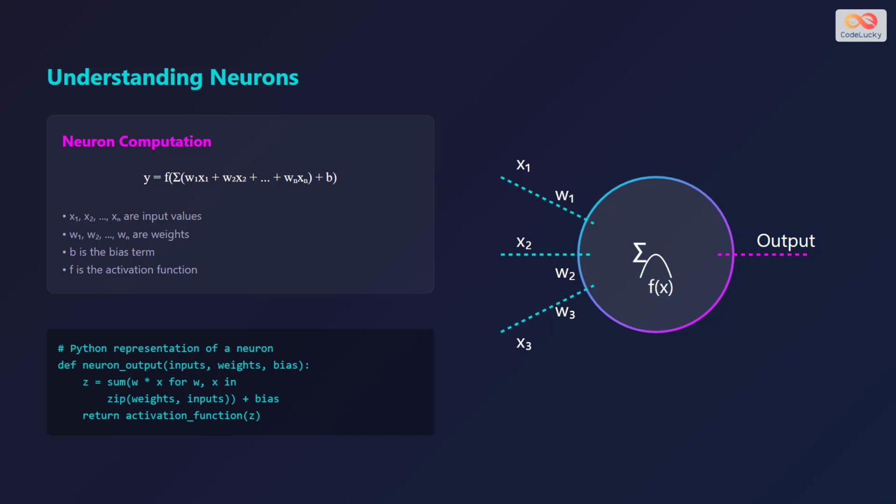Let's understand how a neuron computes its output. The output y is calculated by applying an activation function, denoted as f, to the sum of weighted inputs plus a bias term. Here x1, x2 up to xn represent the input values, while w1, w2 up to wn are their corresponding weights. The term b represents the bias. In Python, a neuron's output can be represented as shown. The neuron output function takes inputs, weights, and a bias. It calculates z, which is the sum of the product of weights and inputs, and adds the bias. Finally, it returns the result of applying an activation function to z.